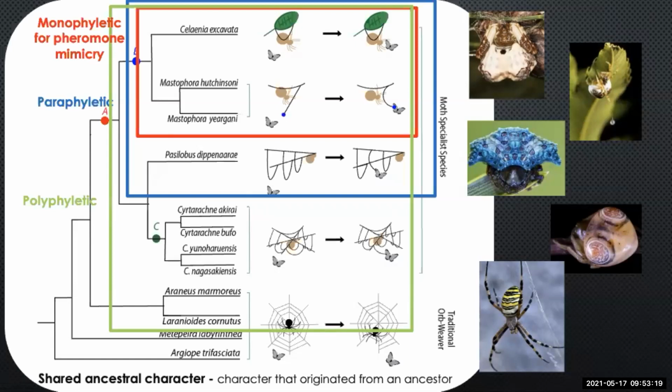And so in this case, we have what's known as a shared ancestral character. That's a character trait that originated from an ancestor. For instance, a shared ancestral character of all these organisms would be the creation of silk, right? All of these organisms can make silk in some way, and that evolved from some original gene that their ancestors had that either produced silk or some type of silk-like protein that was changed, right?